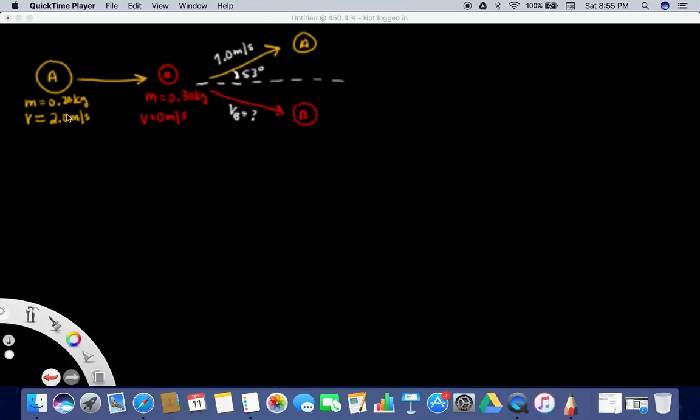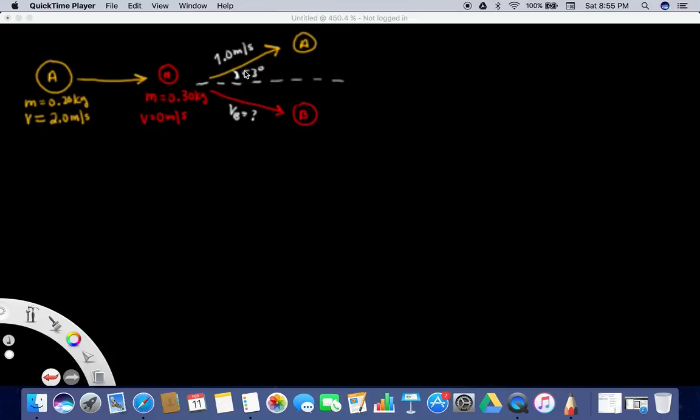In this problem, we have two masses, or two balls: ball A and ball B. Ball A has a mass of 0.20 kilograms and a velocity of 2 meters per second. Ball B has a mass of 0.3 kilograms and a velocity of 0 meters per second, meaning that it was at rest.